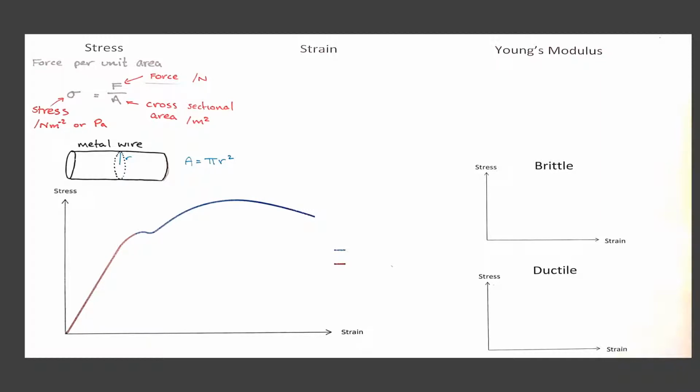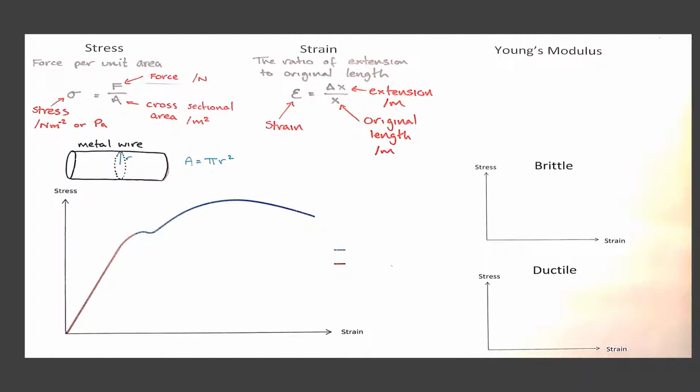Moving on to strain. When we apply our force to a material, if the material extends, we are creating a strain on the material. The strain is defined as the ratio of extension to original length. We give strain the symbol of epsilon and it is equal to delta x over x, where delta x is the extension and x is the original length. Both extension and original length have units of meters. This means strain has no units. Strain can be expressed as a percentage.